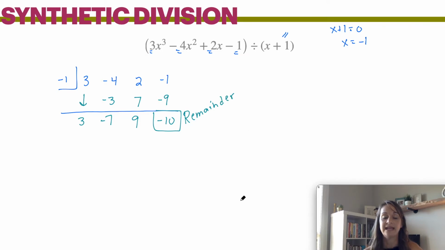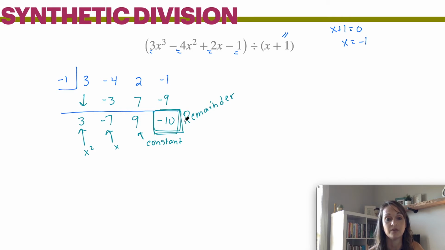Always. And now, how to write your answer from there. This represents your constant. This represents the coefficient in front of x. This represents the coefficient in front of x squared. And if you had more numbers, it would be x cubed, x to the 4th, x to the 5th, and so on. But please remember, the farthest right-hand number is always your remainder. And then it goes constant, x, x squared.